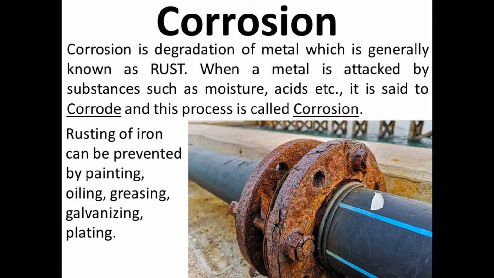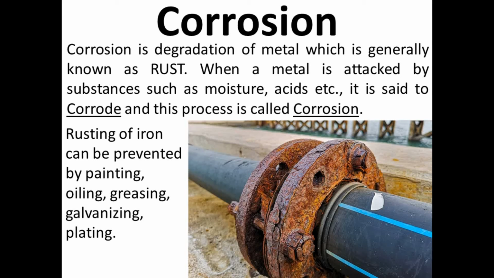Next is a special process known as corrosion. Corrosion is the degradation of metal, which is generally known as rust. We generally use the term rusting of iron. So this is the process of corrosion. When a metal is attacked by substances such as moisture, acid, etc., it is said to corrode. The substance which is attacked is known as the corrode, and this process is known as corrosion.